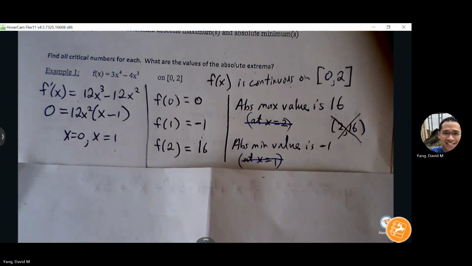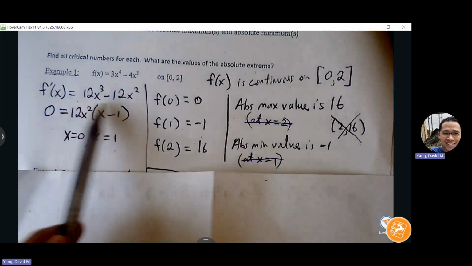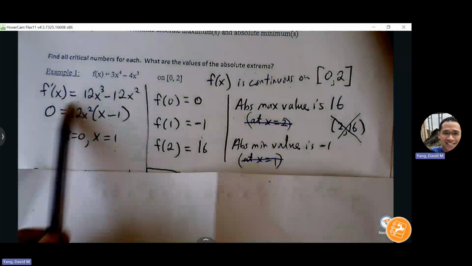So on 0 to 2, we have to test all of them. We have to test the endpoints and any critical point that lands between. We always test endpoints. So if it's like 0 to 10, then you'll test 0, 10, and whatever critical point you find in between. But you're not going to test every number, because you're only going to test numbers that show up in your critical point list.